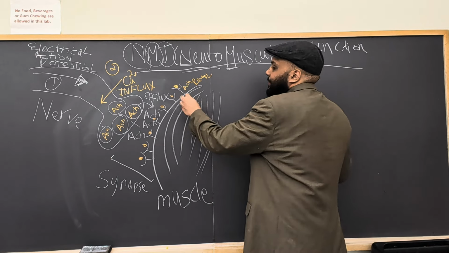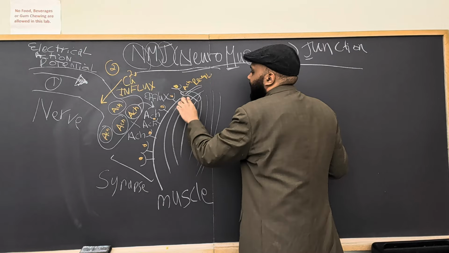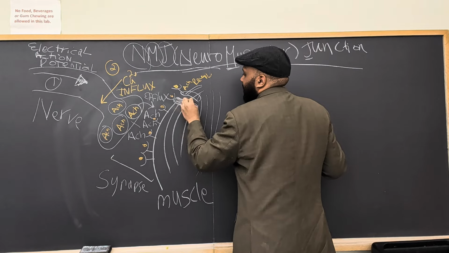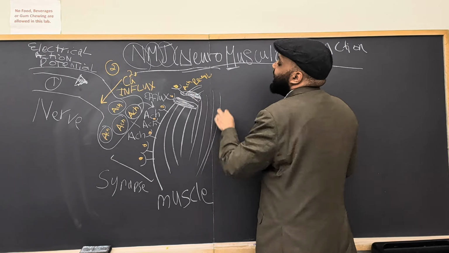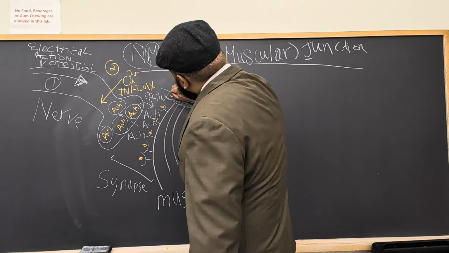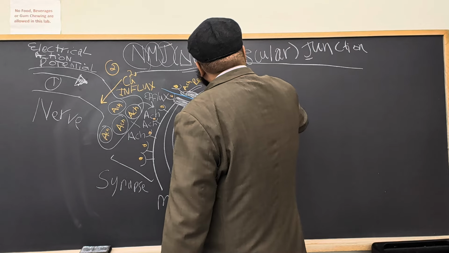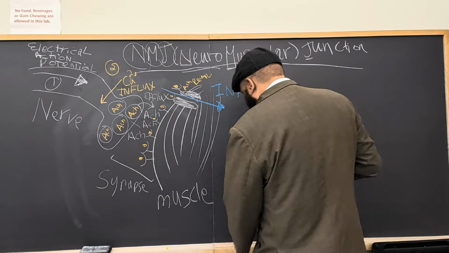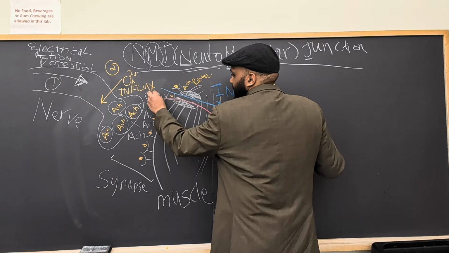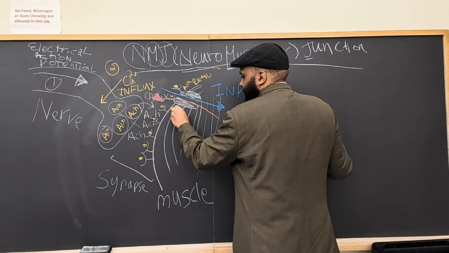The acetylcholine receptor is itself a channel that opens. This is a channel of the acetylcholine receptor. What does the channel of the acetylcholine receptor do? It causes something to come in, blue influx. There is blue influx and there is red. What's the opposite of influx? Efflux.